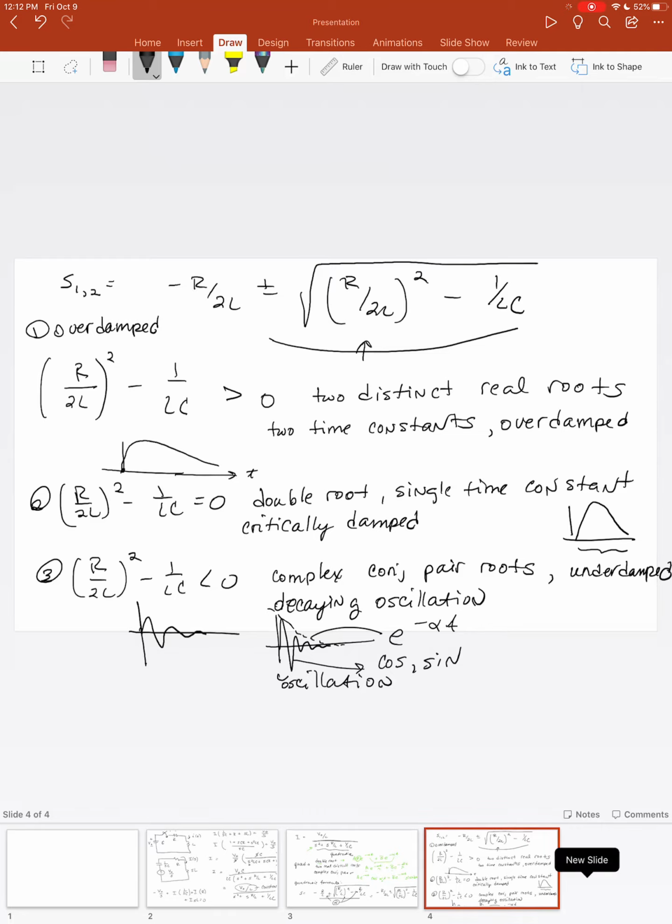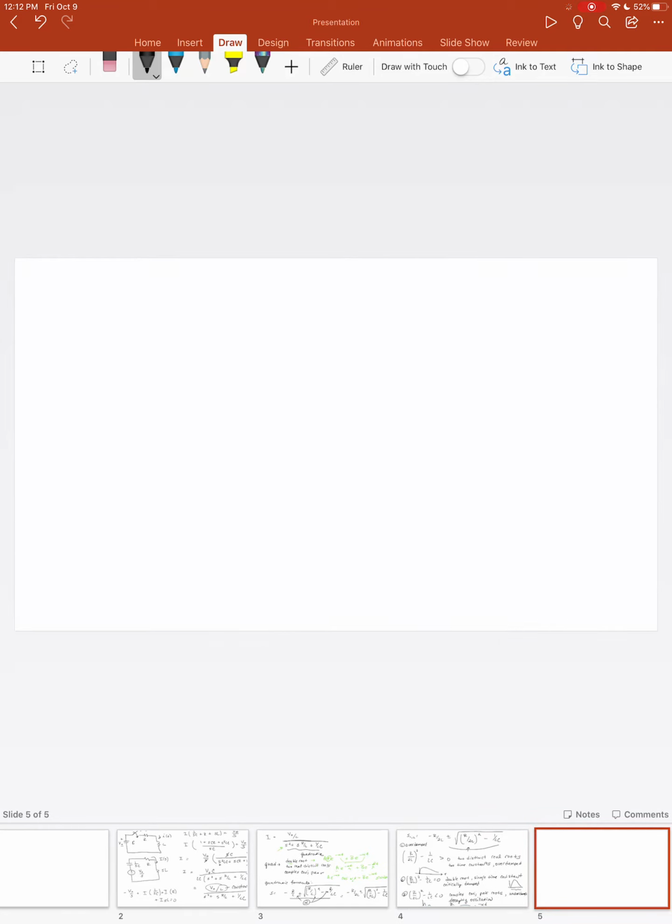Now what do the possibilities depend on? They depend on this relationship. So if we add one more, (R over 2L) squared minus 1 over LC. They depend on this relationship. Is it greater than, less than, or equal to 0? And depending on which one is the case, what's going to determine it is basically the relative relationships between the R's, L's, and C's.